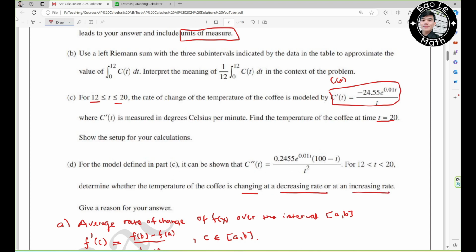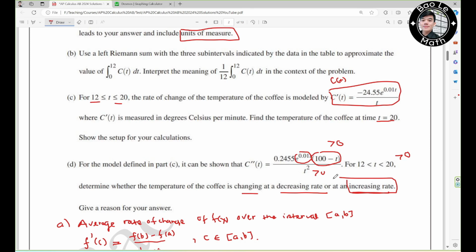Alright, so we have the second derivative right here. This is always positive, because t is from 12 to 20. You substitute over here any values between 12 and 20, and this is always positive. So C double prime is always positive. It tells us that the temperature of the coffee is changing at an increasing rate.